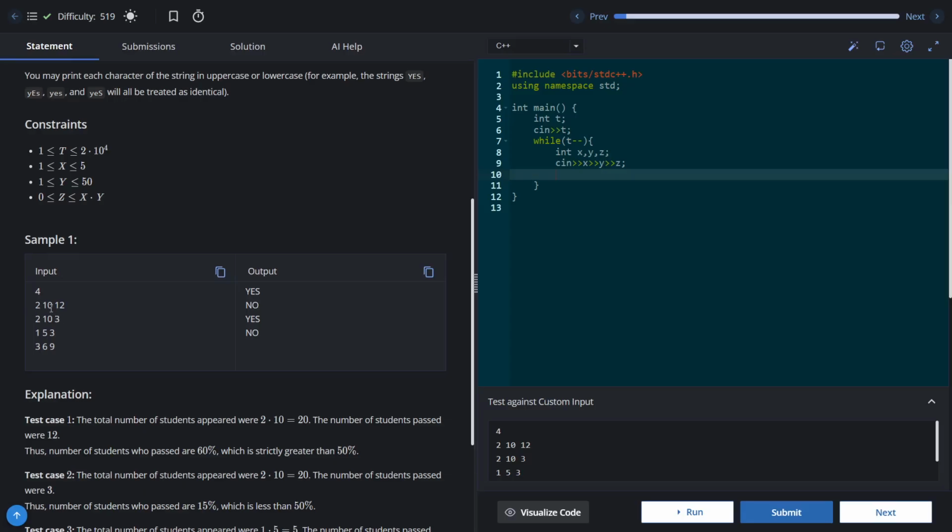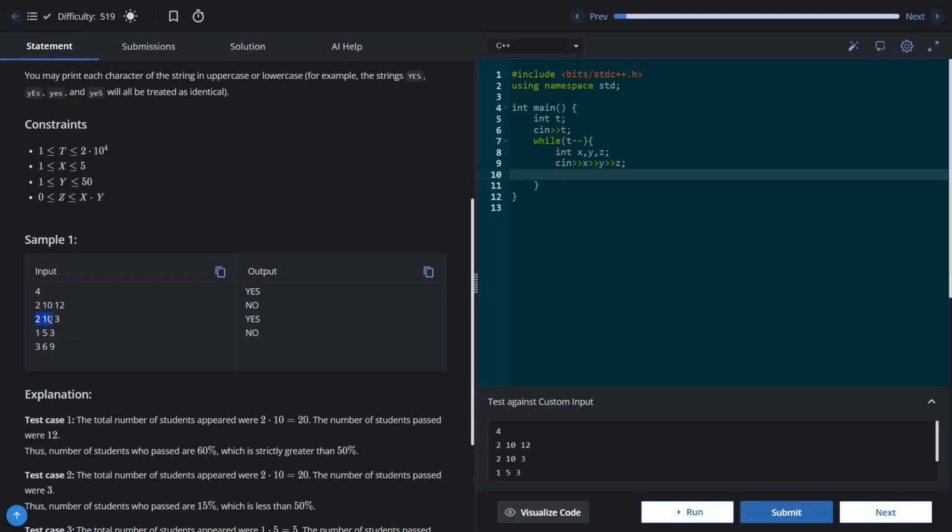So x is 2, y is 10, z is 12. If you see, the total number of students is 2 into 10, 20, and 50% of 20 is 10, and z is basically the number of students passed. So 12 is strictly greater than 10. So we have yes here.